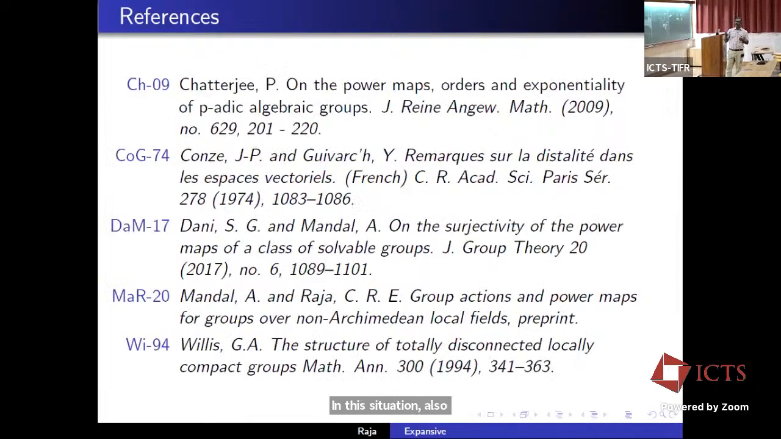These are the references that I have used. Pralay Chatterjee, 2009. Coates and Givas, 1974. Dani and Mandel, 2017. Mandel and Raja is a preprint in 20. Bill is in 94 paper, but probably uses other subsequent papers also.